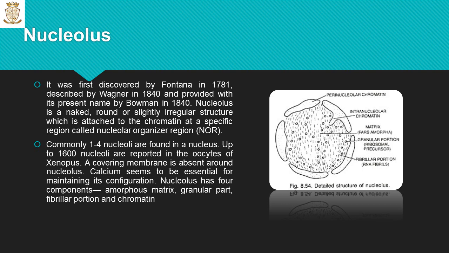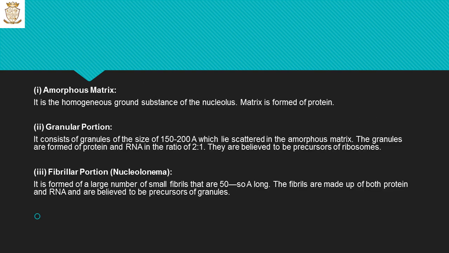The nucleolus has 4 components: amorphous matrix, granular part, fibrillar part and chromatin. The amorphous matrix is a homogeneous substance of the nucleolus, formed of protein. The granular part consists of granules of size 150 to 200 Å, which lie scattered in the amorphous matrix. The granules are formed of protein and RNA in a ratio of 2:1. They are believed to be precursors of ribosomes.